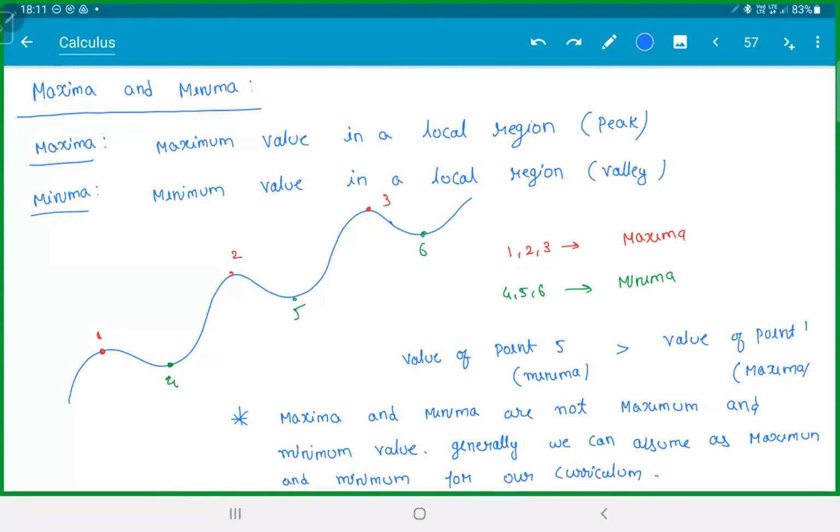Okay, all clear with this? So how do we find this maximum and minimum exactly? Let's find for each one. For maxima, if you look at the function, it's a peak. Look at this point here. This is the tangent. At this point, this is the tangent. At this point, this is the tangent, and this is the tangent.